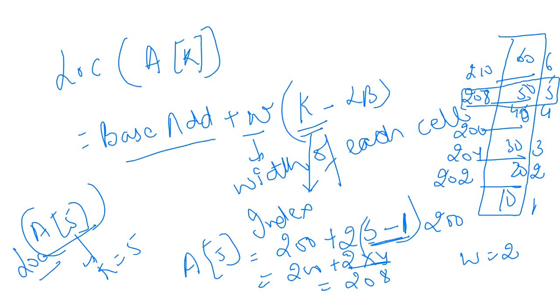So if I write A of 5, I actually directly jump to that particular index, but at the back end this formula is used. Am I clear? Anubhav?